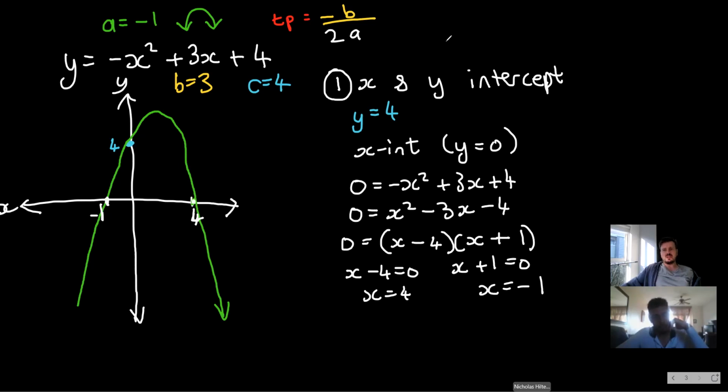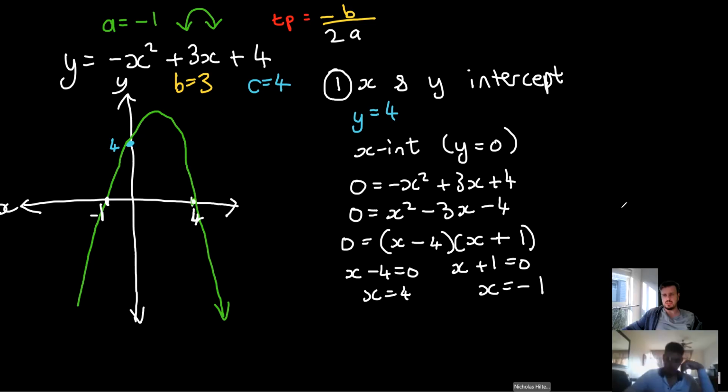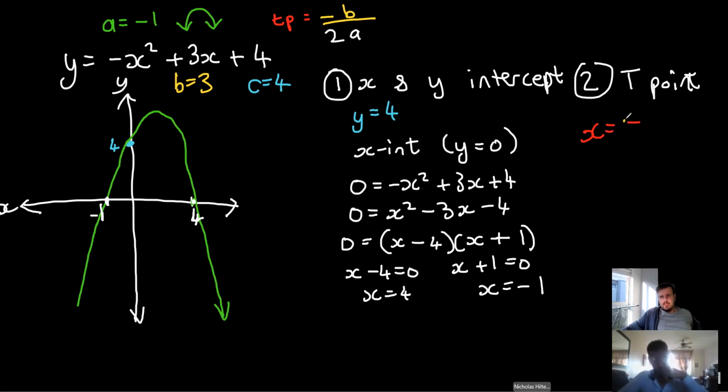But I can get my turning point using my turning point formula. So let's just move this down a bit. So that will be 2. Turning point. Now the x value of the turning point is negative b over 2a. So would it be negative 3 over 2a? Excellent. What do we say a is? Negative 1. So negative b over 2 times negative 1, and then solve that, and we'd have the turning point.